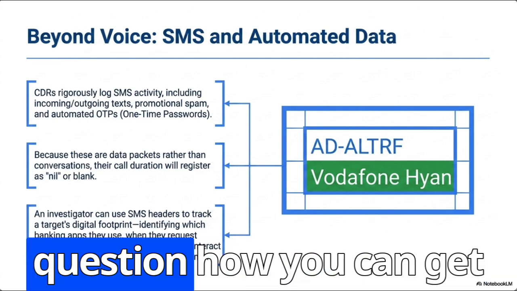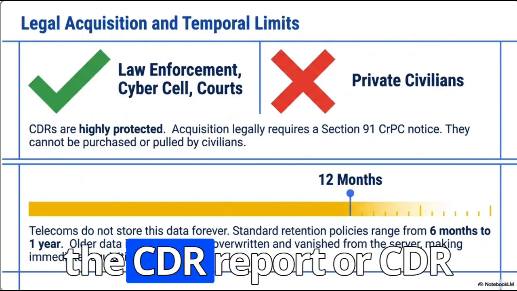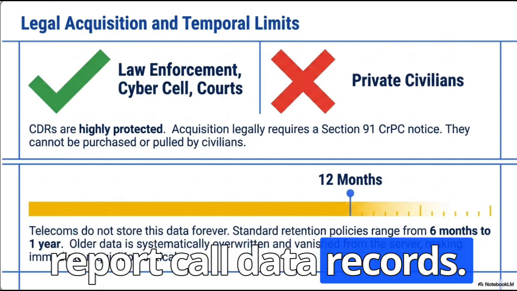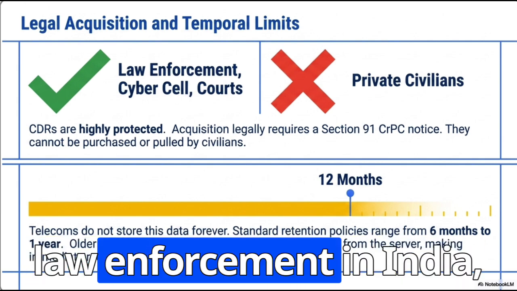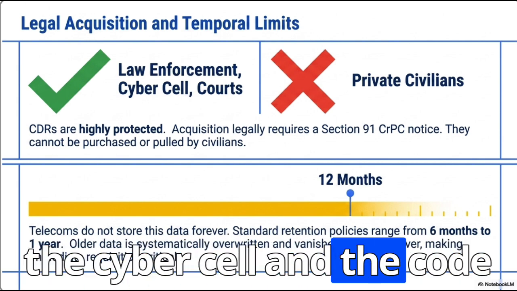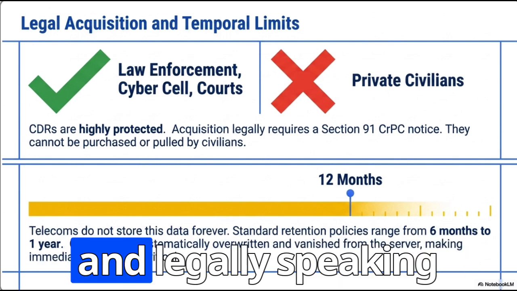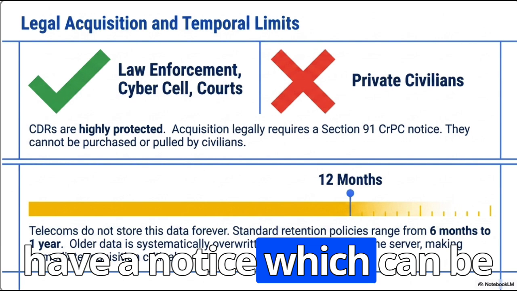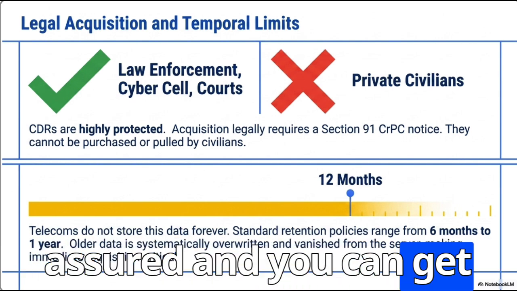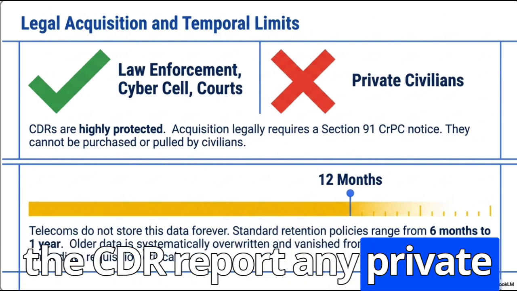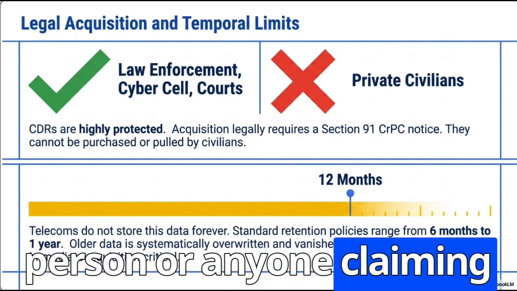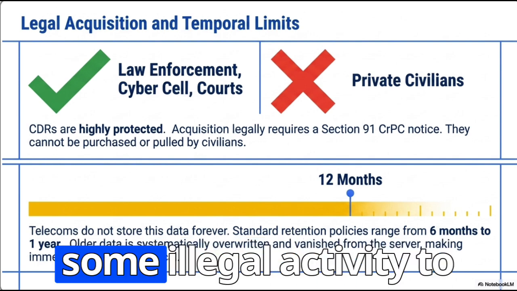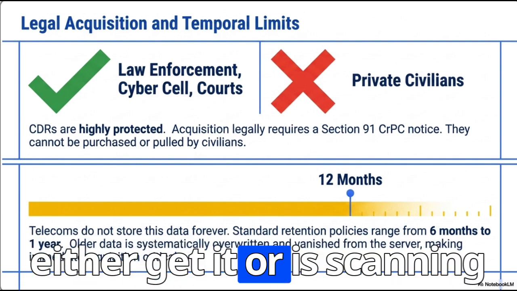Now the most important question, how can you get the CDR report or call data records. The first one is obviously law enforcement in India, the cyber cell and the court can give you permission, and legally speaking, under Section 91 of CrPC, a notice can be issued and you can get the CDR report. Any private person or anyone claiming to get the CDR report who does not work for law enforcement is doing some illegal activity to get it, or is scamming you.